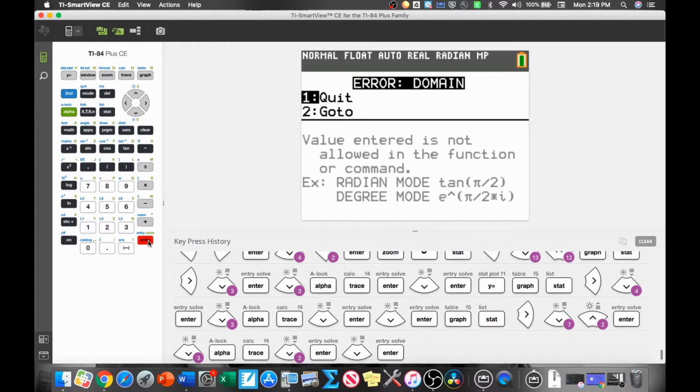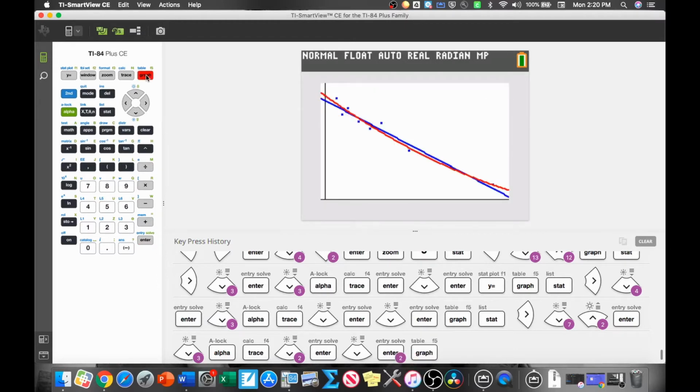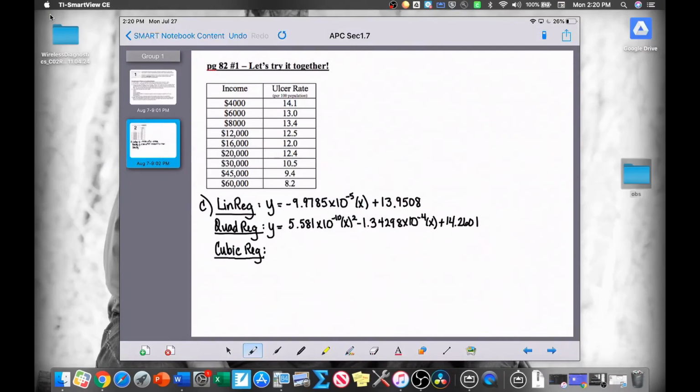Oh, it doesn't work, right? It says domain error. Value entered is not allowed in the function or command. Okay, now it gives you a whole bunch of gibberish, but basically what this means is, and I hope that when you look at the graph here, it kind of makes sense to you, cubic is probably not a good fit, right? This data doesn't really appear to be snake-shaped at all. So on our papers here, we are just going to write error. Not a good fit, okay?